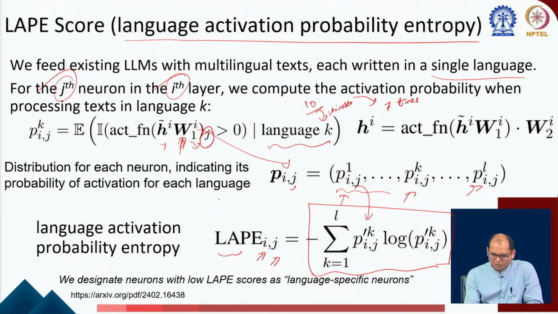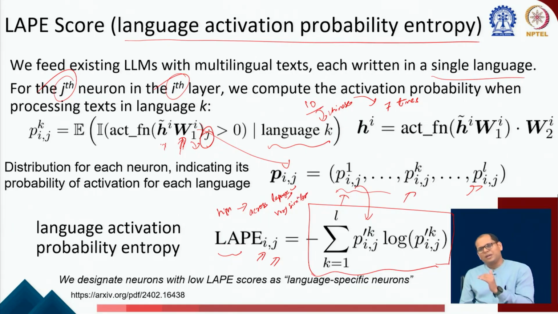So, if this LAPE score is high, that means across languages I have very similar probability, very similar across languages, but that is not language specific. So what we are looking for is a low LAPE score, because the probability should be high for one language, but not so high for other languages. Then the corresponding entropy will be lower, right. So these low LAPE scores will be what is known as the language specific neurons.